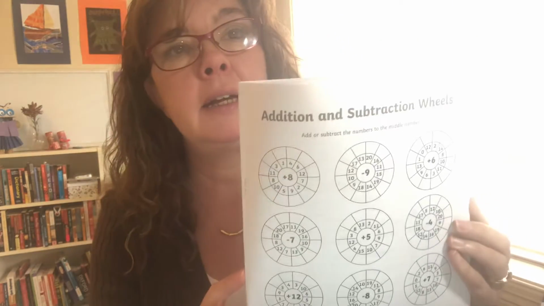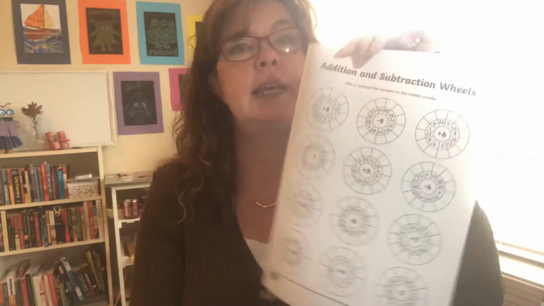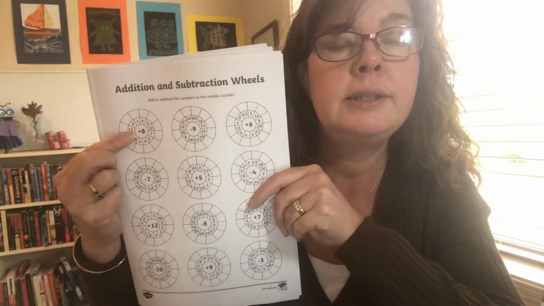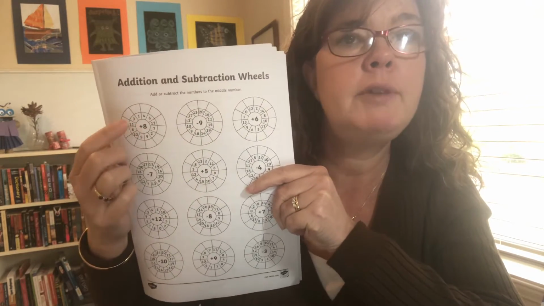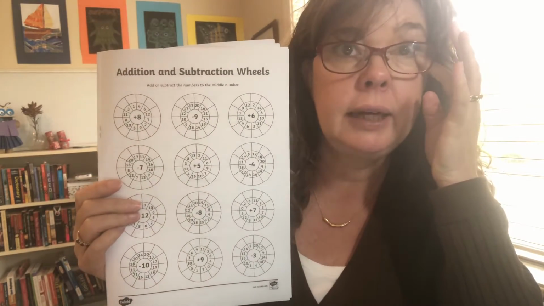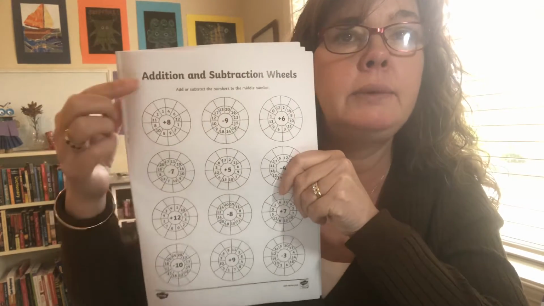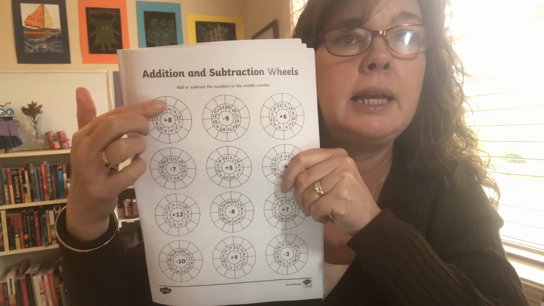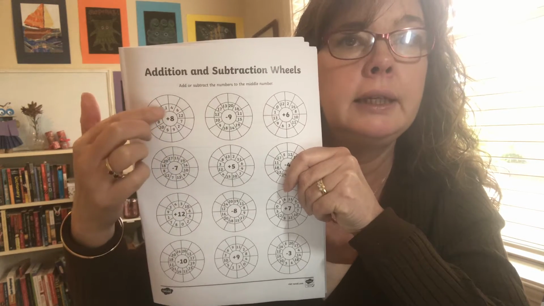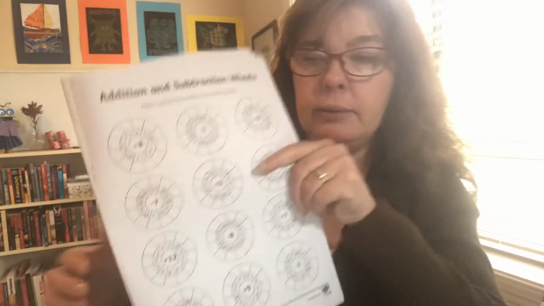This one here is our addition and subtraction wheels. You can see that there is a number in the middle of each one, and with that number in the middle, it will have a plus or a minus. So we're going to be adding together or taking a number away. We start with one of the numbers that is in the circle on the middle row, and I will show you here.